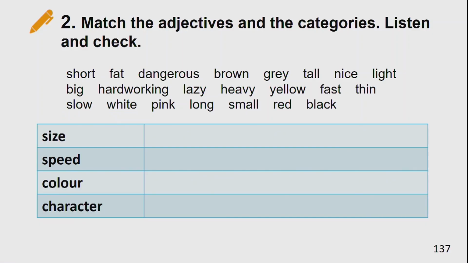Look at the words in the box. Some of these words describe size. For example, big. Some describe speed or color. For example, fast is for speed, pink is for color. And then we have character. It means what something is like. For example, nice. It's for character. Work individually now. Open your copybooks, copy the table with 4 categories: size, speed, color, and character. Then write the words from the box in the correct column.